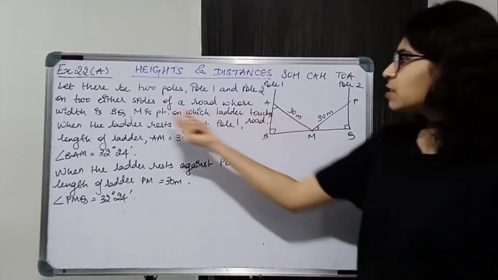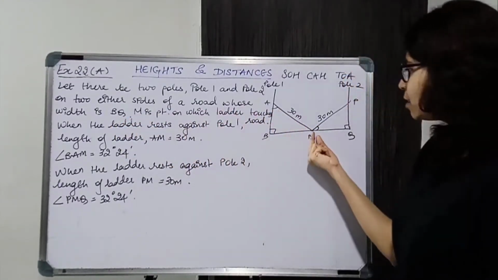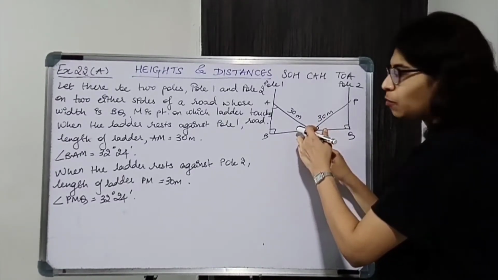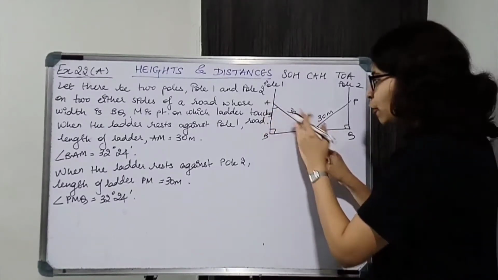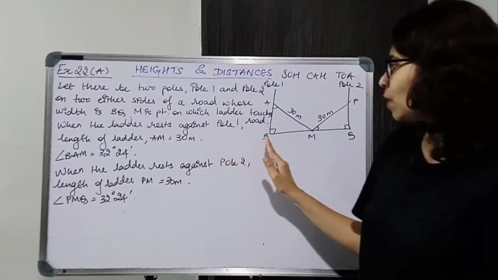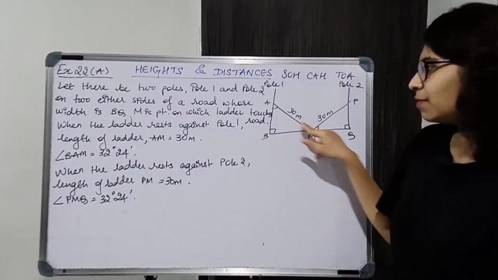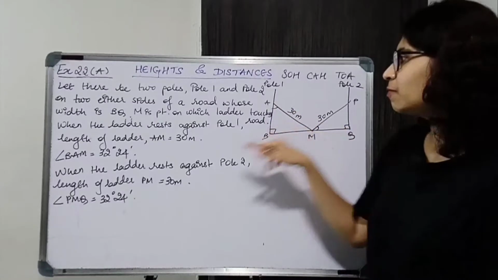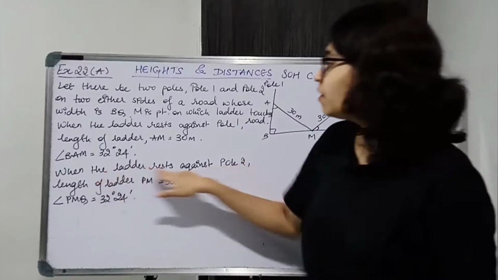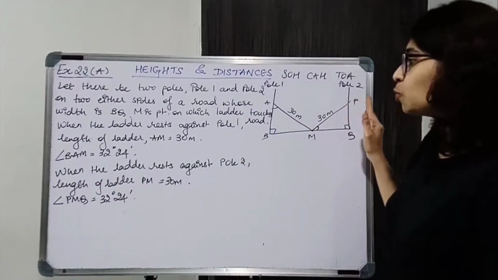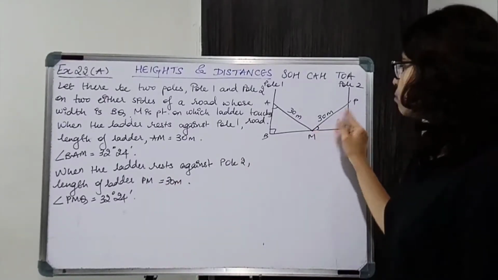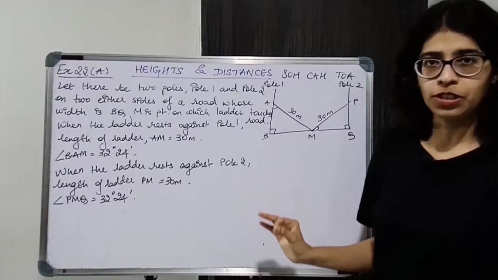Now road ka width is BQ. M is the point on which the ladder touches the road. Okay, first the ladder is placed in such a way that it is touching point M on the road and resting on this pole. Wohi point se we are turning the ladder and making it rest on the other pole. So when the ladder rests against pole 1, length of the ladder is AM, okay, and angle BAM will be 32 degrees 24 minutes. It is making an angle with the pole, okay. When the ladder rests against pole 2, length of the ladder is represented by PM, okay, and angle PMQ, angle between the ladder and the road is 32 degrees 24 minutes.